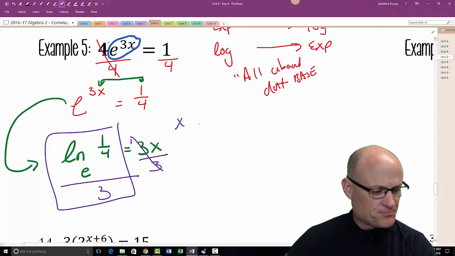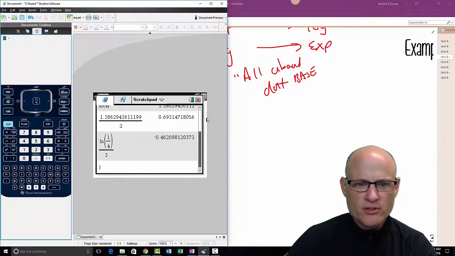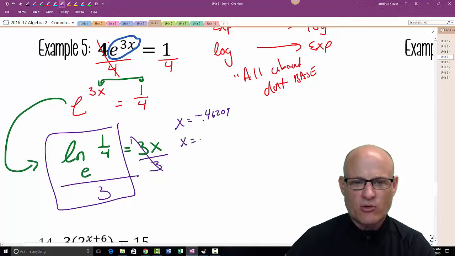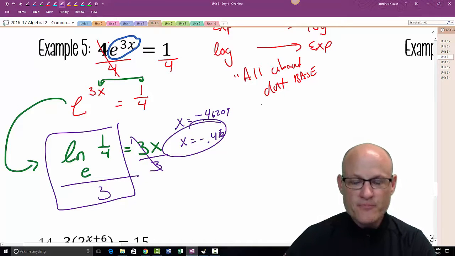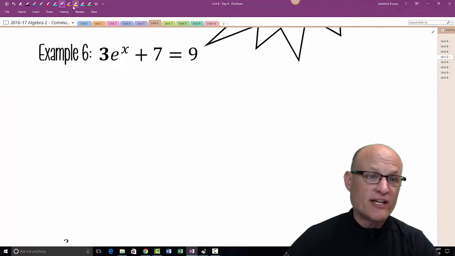Let me read the directions. Hundredth if necessary. X equals negative 0.46. I'm telling you, I love this stuff. It is awesome.